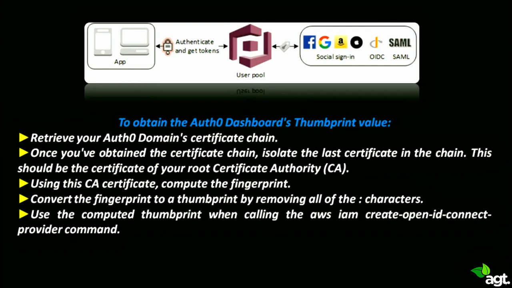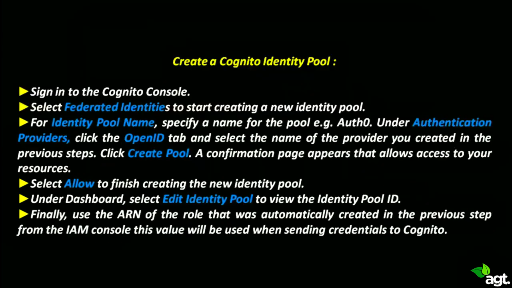To obtain the Auth0 dashboard thumbprint value, retrieve your Auth0 domain certificate chain. Once you have obtained the certificate chain, isolate the last certificate in the chain, which will be the certificate of your root certificate authority. Using this certificate, compute the fingerprint and convert the fingerprint to a thumbprint by removing all of the colon characters. Use the computed thumbprint when calling the AWS create-open-id-connect-provider command.